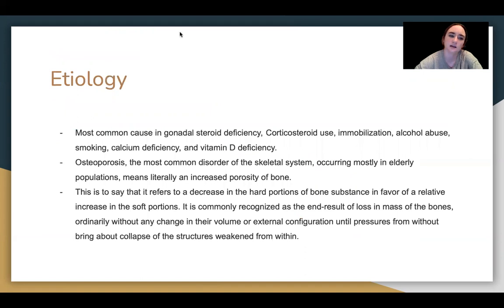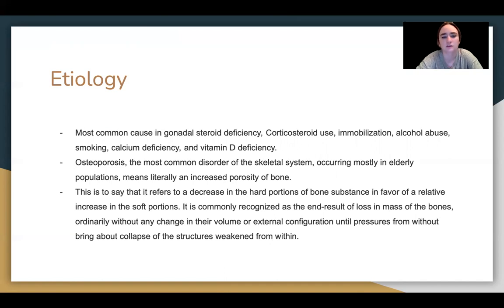So, some etiology. The most common cause is gonadal steroid deficiency, corticosteroid, but also glucocorticoid use, immobilization, whether that be from surgery and you're bedridden for a long time or just not very active and stays in bed a lot, alcohol abuse, smoking, calcium deficiency, and vitamin D deficiency.